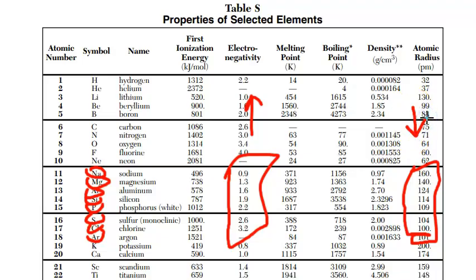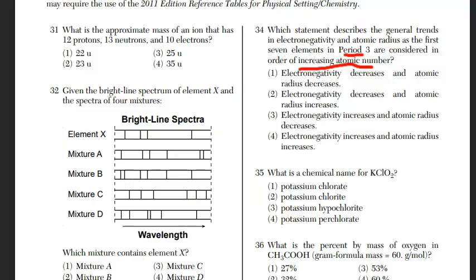With that information, go back and answer the question. I know I mentioned this before in part A, but this is a two-part question. In other words, you're answering two different questions within this one question 34. With that information from reference table S, electronegativity is increasing, not decreasing, and the atomic radius is decreasing, which would be choice 3. Always have your reference tables out as you're working through questions yourself.